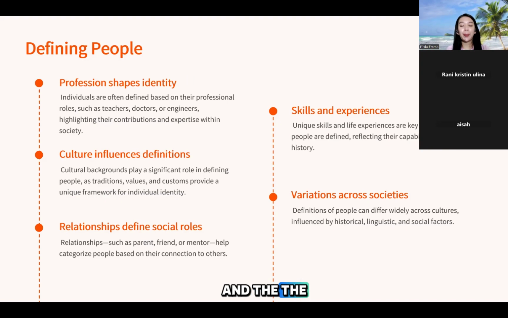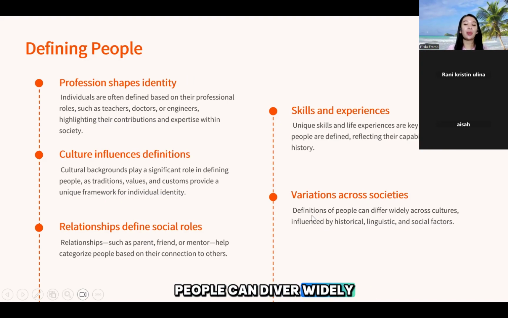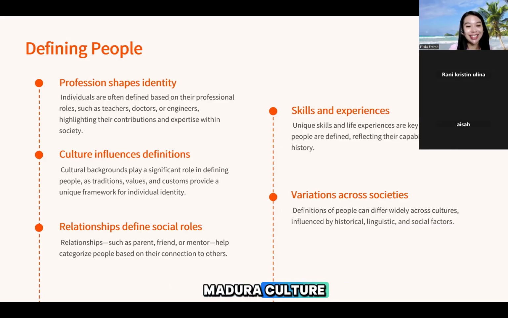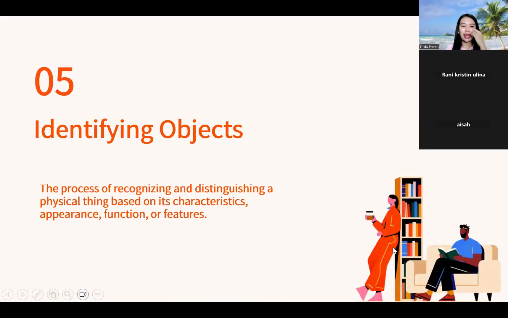And the variations across societies: the definition of people can differ widely across cultures, influenced by historical, linguistic, and social factors. Such as Mr. Yasin, a variation across societies, like maybe Mr. Yasin has a background from Madura culture, and that's why he has the linguistic features like a Madura speaker. Maybe, I don't know a lot.